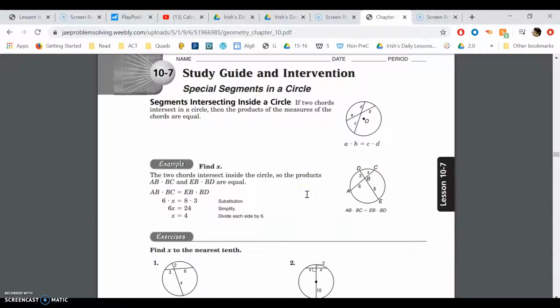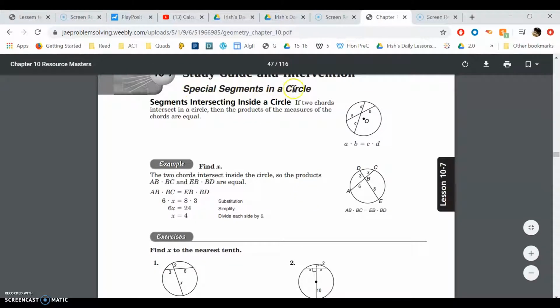Alright, so we got a few more things with circles to do. Today, special segments in a circle. So, segments intersecting inside a circle. Pause the video, write this stuff down.